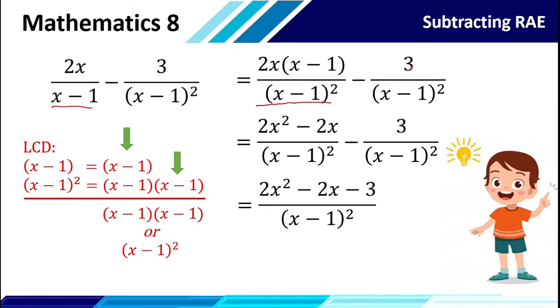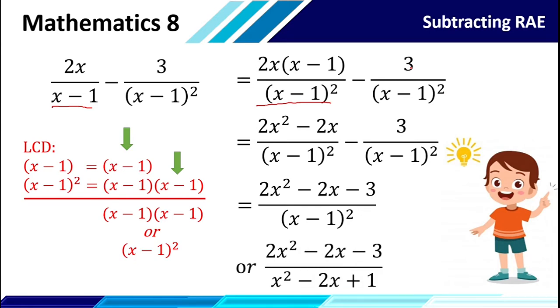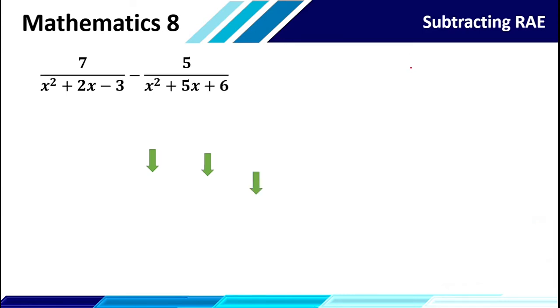And then let's subtract 3 from 2x squared minus 2x. So we will have 2x squared minus 2x minus 3 all over x minus 1 squared. And we do not have like terms here, therefore this will be our final answer. Or it could be 2x squared minus 2x minus 3 all over x squared minus 2x plus 1.